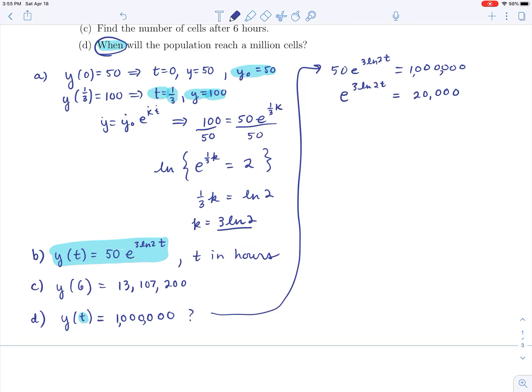Okay. And then I'm going to do this a little bit fancy, but I'm going to write this as e to the ln 2 to the 3t. That's what I'm going to do.